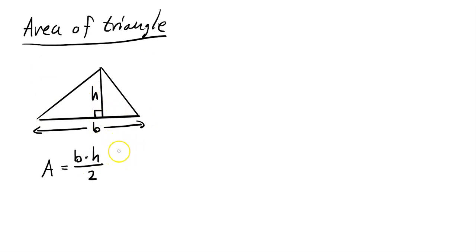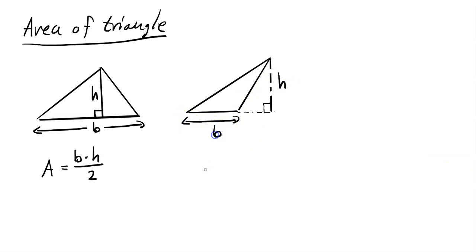We should also be careful to say what we mean by height if the triangle, for example, looks like this instead. In this case, we have the height here. So we have to extend this side here, then this one, and this, the height is here, and the base is this one. And then again it's given by this formula. So you just have to be careful what we mean by height.